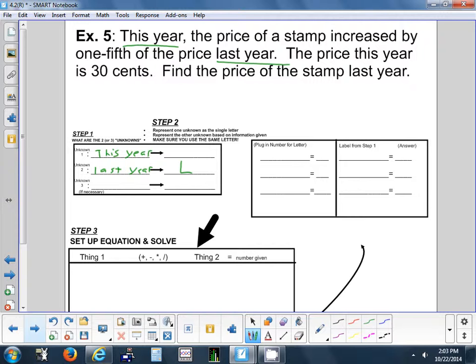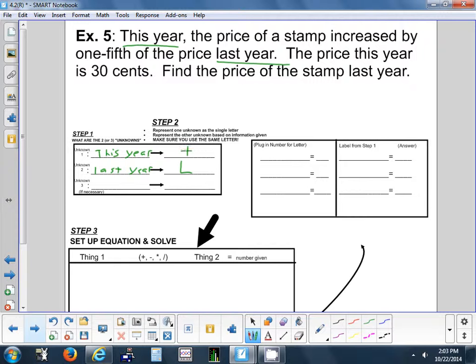All right, now we've got to figure out this year. This was the one that was a little bit tricky. Okay, we are increasing. If the price of something increases, are you adding to the price or taking away from the price? What are you doing? Adding. You're adding.